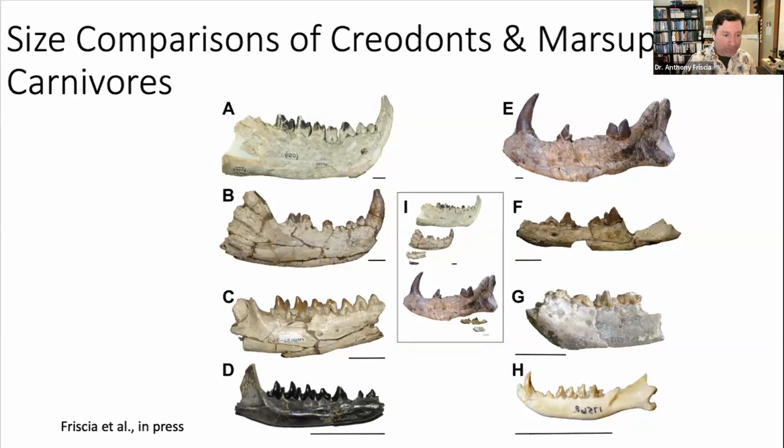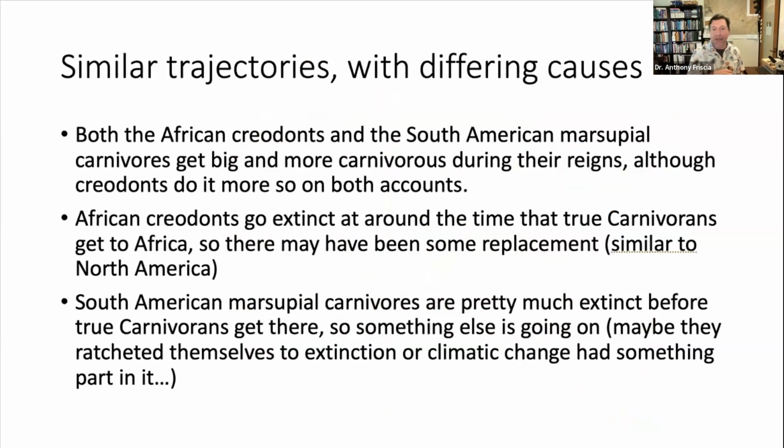So both in Africa and in South America, you see these things get big and more carnivorous, but the creodons do it even more so than the South American things, and they go extinct around the same time that carnivorans get in Africa. And the South American marsupials are pretty much extinct by the time the true carnivorans get there. So something else may have happened. They may have just ratcheted themselves to extinction, or climate change may have had some part in it, or something like that. And we're working on trying to tease that sort of stuff out.